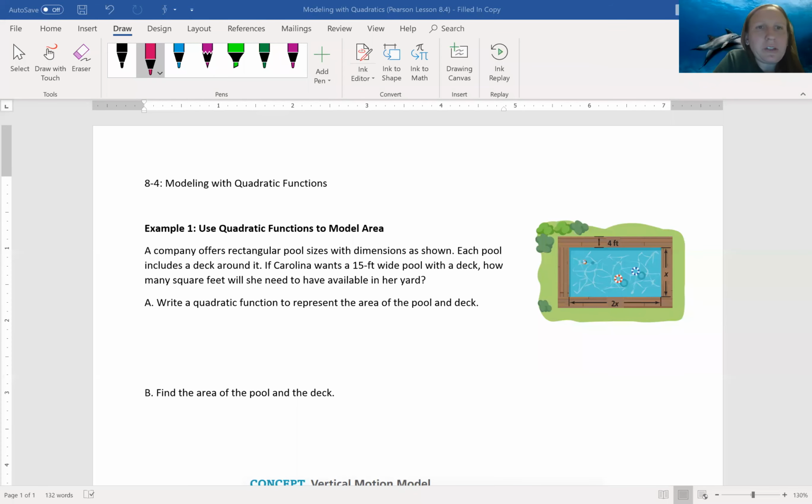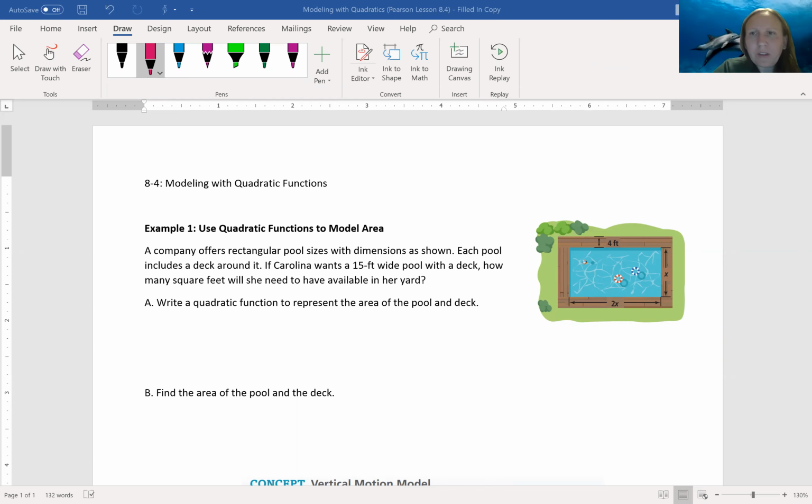In this video, we're going to go over modeling with quadratic functions, and we're going to go over two different scenarios. The first is using quadratic functions to model area. A company offers rectangular pool sizes with dimensions as shown. Each pool includes a deck around it. If Carolina wants a 15-foot wide pool with a deck, how many square feet will she need to have available in her yard?